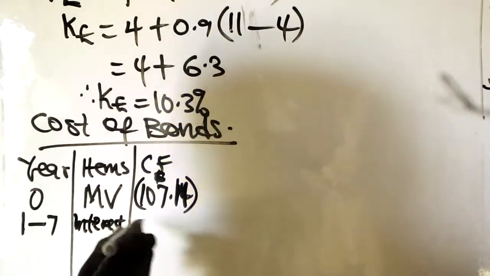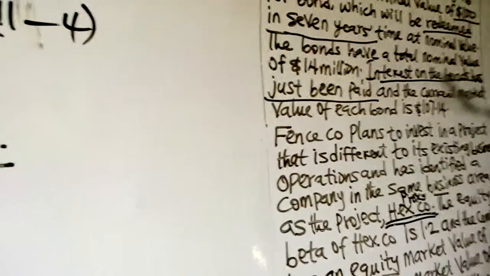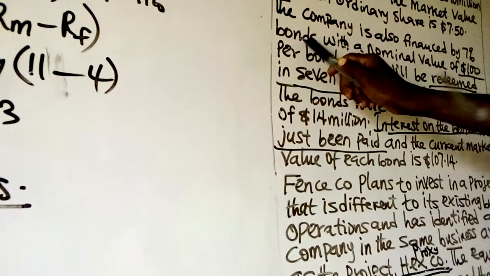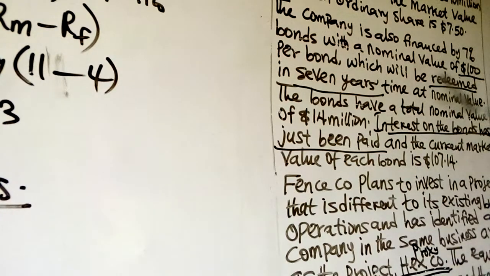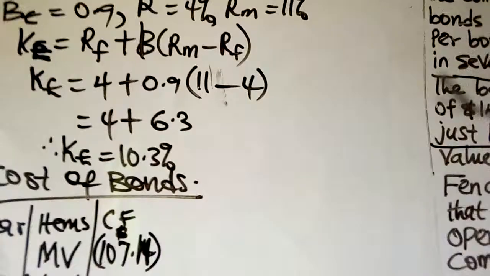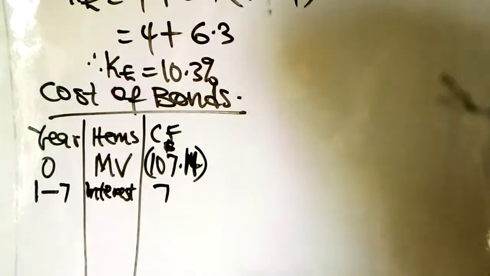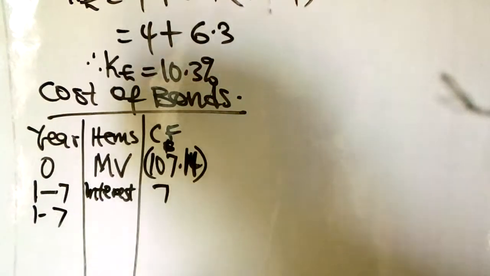The rate of interest is given to be 7%. That is the interest rate. The company is also financed by 7% bonds, so we use the coupon rate of the bonds, and the coupon rate is 7%. Then same year 1 to 7.